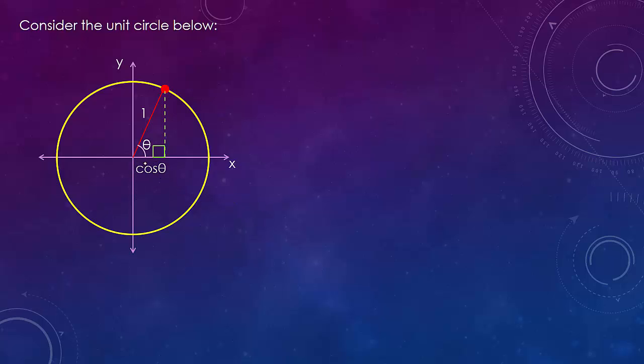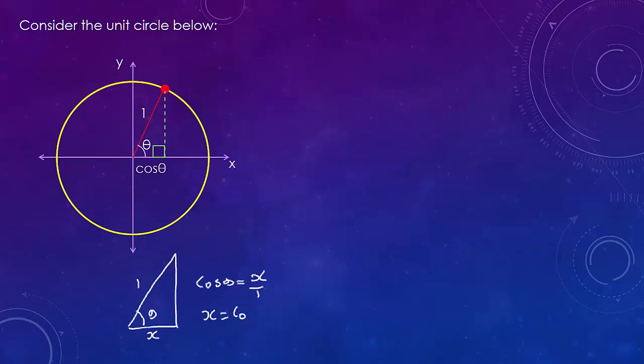The length of this side would be cos theta. Perhaps I should explain that a little further. If we have, let's call this side x, then we know that cos theta is equal to x over 1, and therefore x is equal to cos theta. So the length of that side is cos theta. And then in the same way, the length of this side is sine theta. The coordinates of this point, therefore, are cos theta, sine theta.